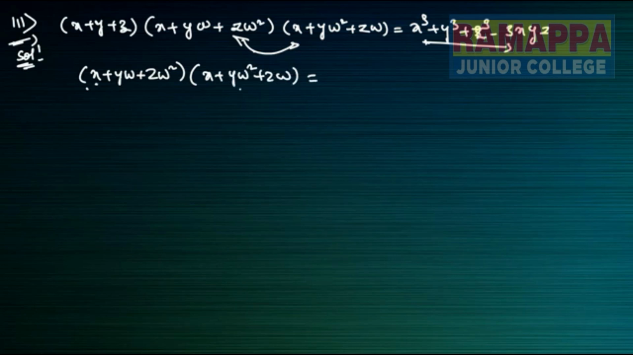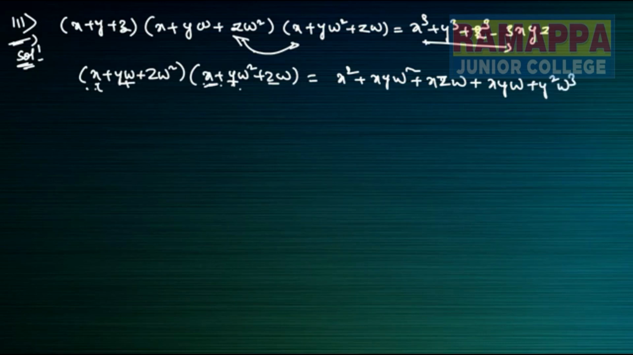Now here I will multiply: x into x gives x², and x into yω² gives xyω², and x into zω gives xzω. Now yω into x gives xyω, and yω into yω² means y²ω³ will come here. Now yω into zω gives yzω².